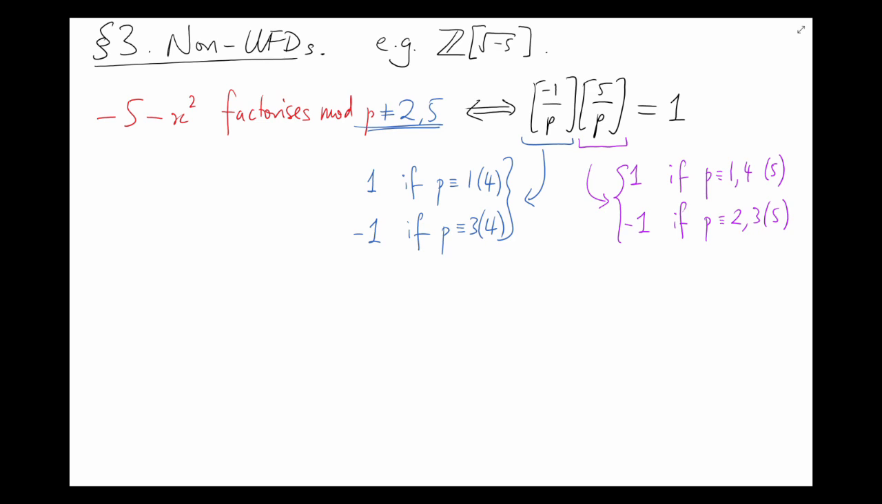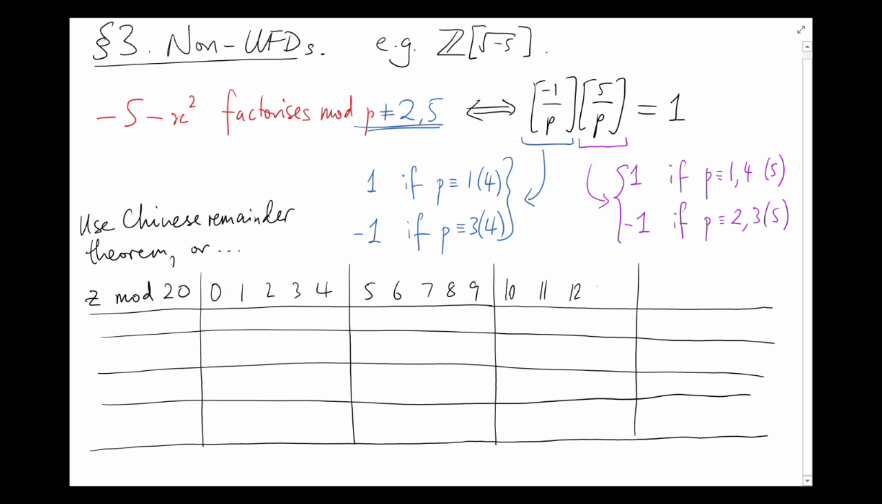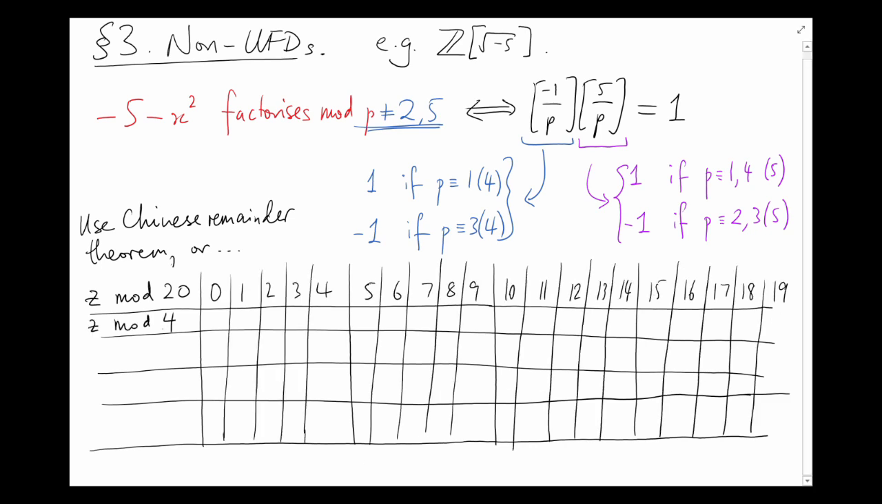Okay, let's combine these separate conditions, mod 4 and mod 5, into one condition, mod 20. Now there's a tool called the Chinese remainder theorem for this, but in this small case it's not too laborious to just write the cases out by hand. So here are all the numbers mod 20. Here's how they reduce mod 4 and mod 5.